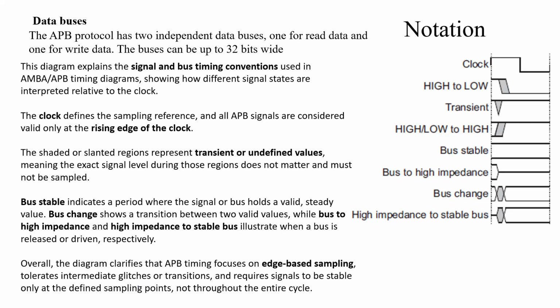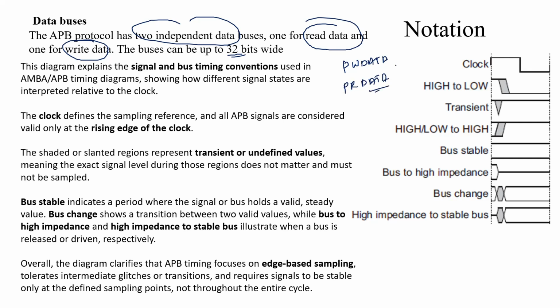See, these are the data bus notations, and how the clock signals are used. The APB protocol has two independent buses, one for read data and the other for write data. Both are 32-bit wide data buses. So we have two independent data buses: one is the read data bus and the other is the write data bus. Both are 32-bit. PWDATA is there and PRDATA is there.